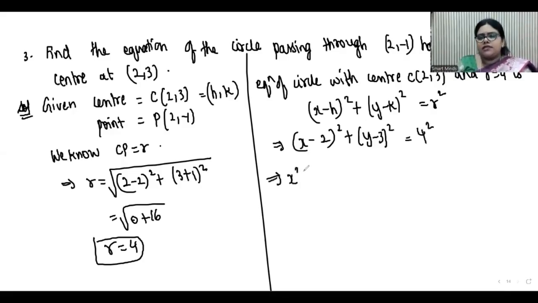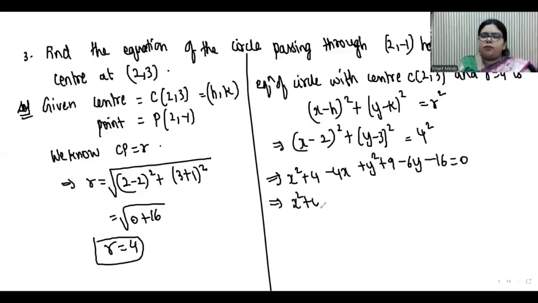So this is x square plus 4 minus 4x plus y square plus 9 minus 6y minus 16 is 0. So you get x square plus y square minus 4x minus 6y minus 3 is 0.